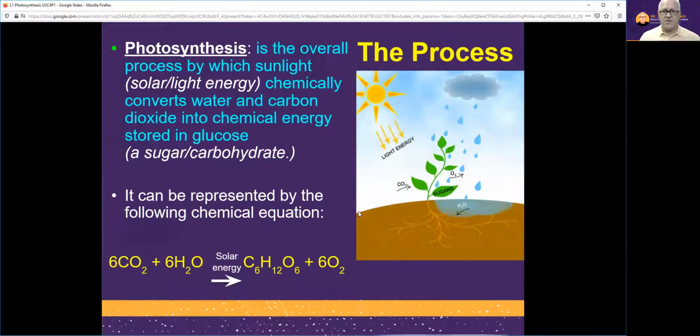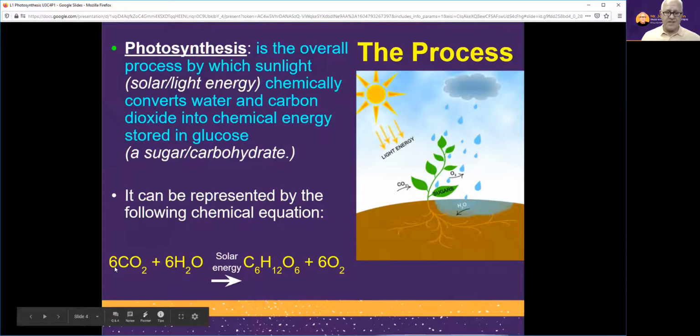So the photosynthesis process is the overall process by which sunlight or solar light energy chemically converts water and carbon dioxide gas into chemical energy stored in glucose. And we can represent this by the following chemical equation. We've seen this equation before. We looked at it when we were working with macromolecules. But let's look at it down here on the lower left of your screen.